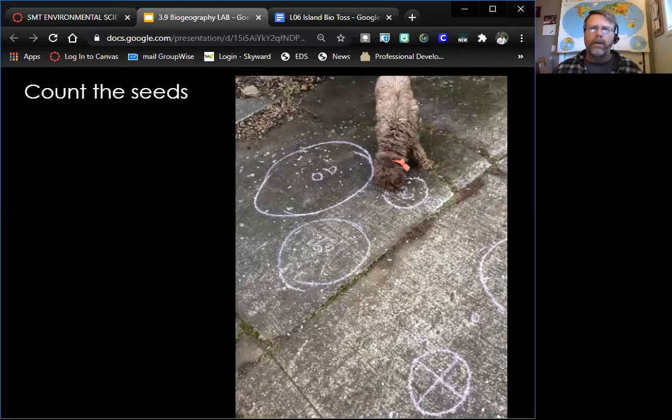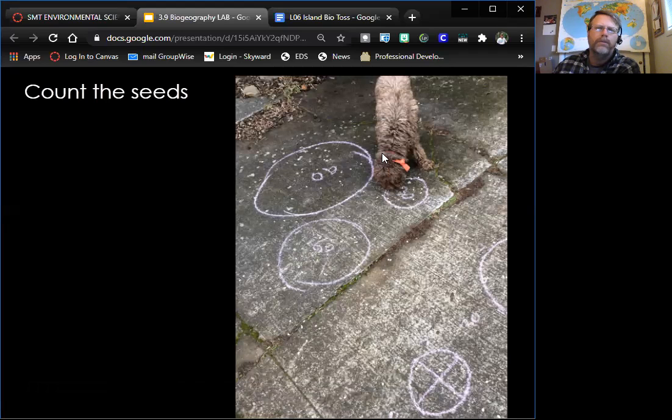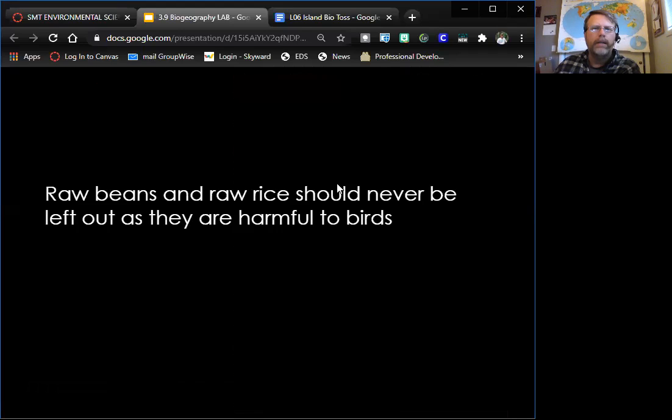All right. Then I counted the seeds in each circle. Here you can see a pretty good showing. So the first one, I made sure my diameter was 30 centimeters in every direction, and then I completed the circle. I just marked the outer lines and then drew the circle. I was pretty comfortable making them kind of island shaped. They don't have to be perfect circles, but you do need to know the total area of the circle you draw. And like I said before, raw beans and raw rice should never be left out. They are very much harmful to birds.